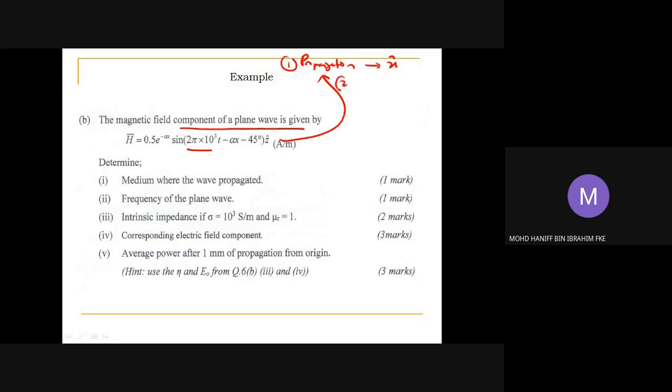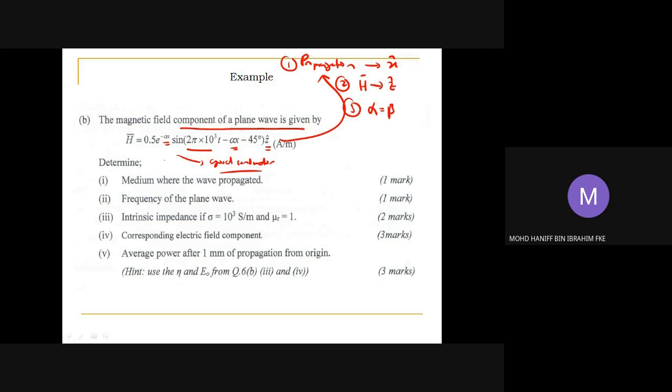Number two is the wave polarization. The H field is polarized in the z direction, based on the vector. And number three, we can see that the alpha value and the beta value are similar. When alpha and beta are similar, the medium in which this wave is propagating is a good conductor, because based on this wave equation, the alpha and beta are the same. So the medium is a good conductor. That should be our assumption, based on the given equation of this wave.